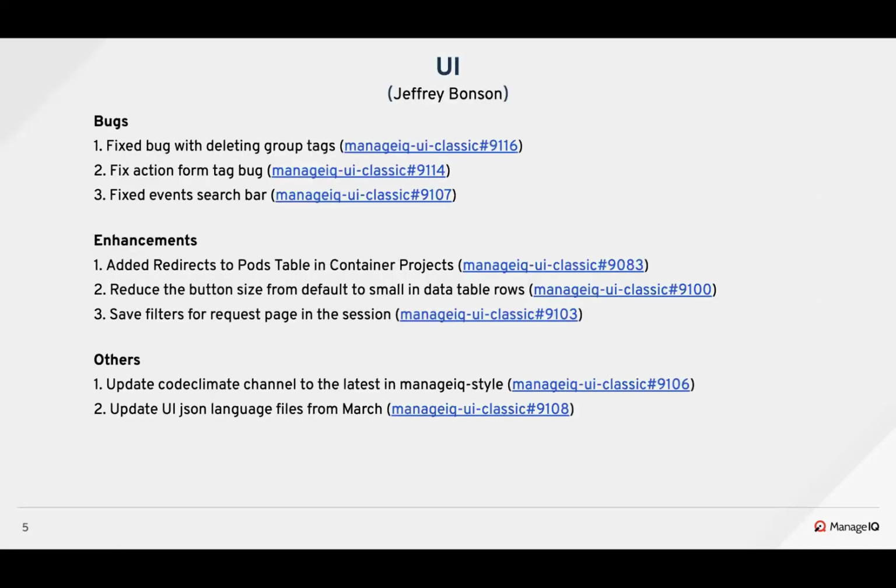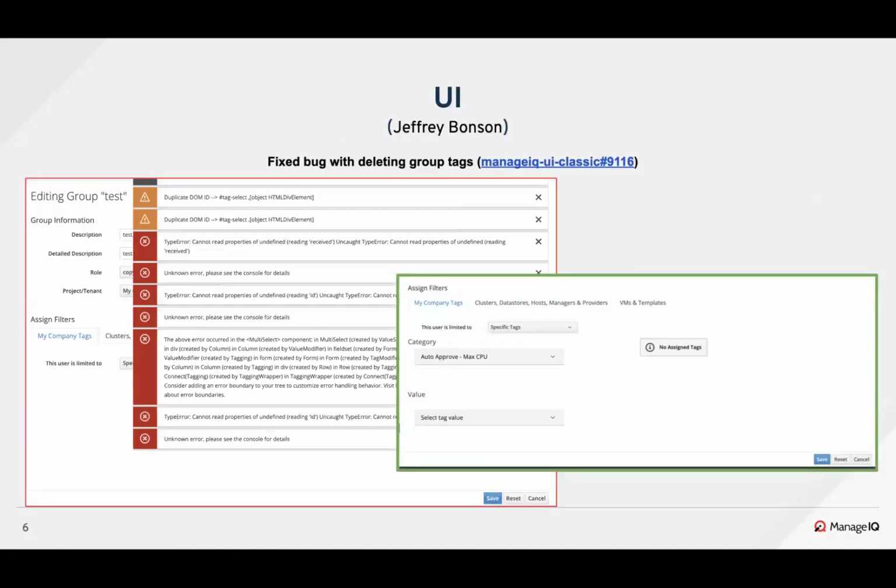Thanks, Jason. So in this sprint, a total of 8 PRs got merged into the UI Classic repo, out of which 3 were for bug fixes, another 3 for enhancements, and 2 others. I can explain about them in the following slides. So there was a bug when we add and remove a tag from the group form page, and Gilbert had made a few checks in this component to fix this bug. Next slide.